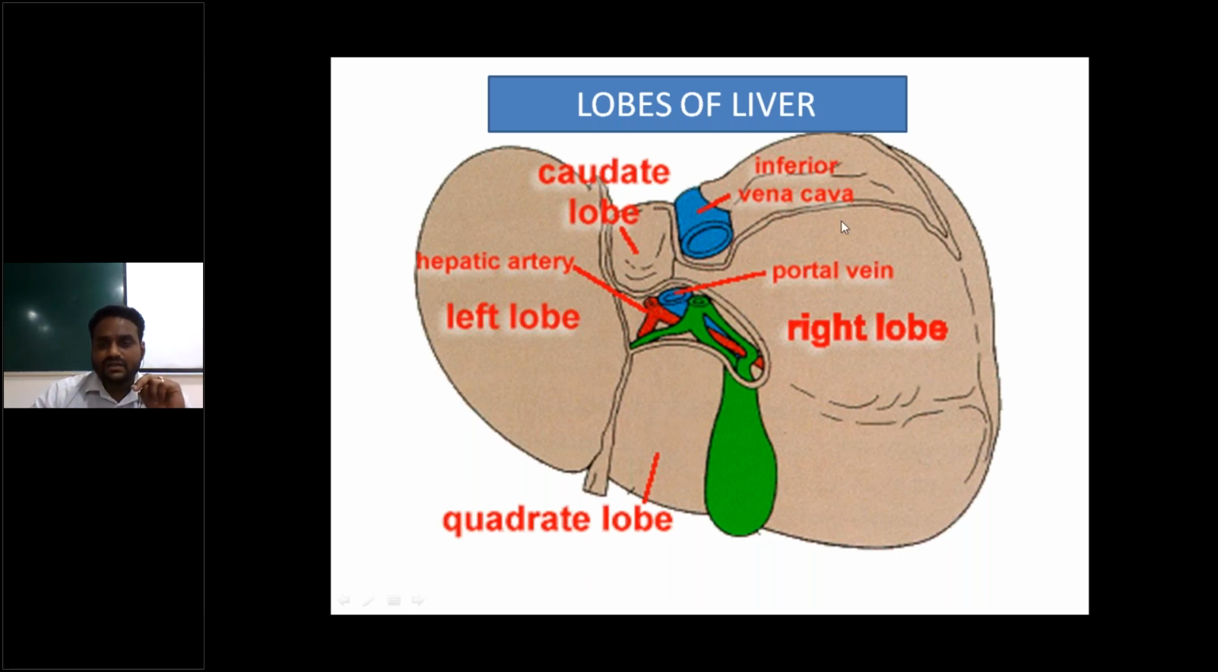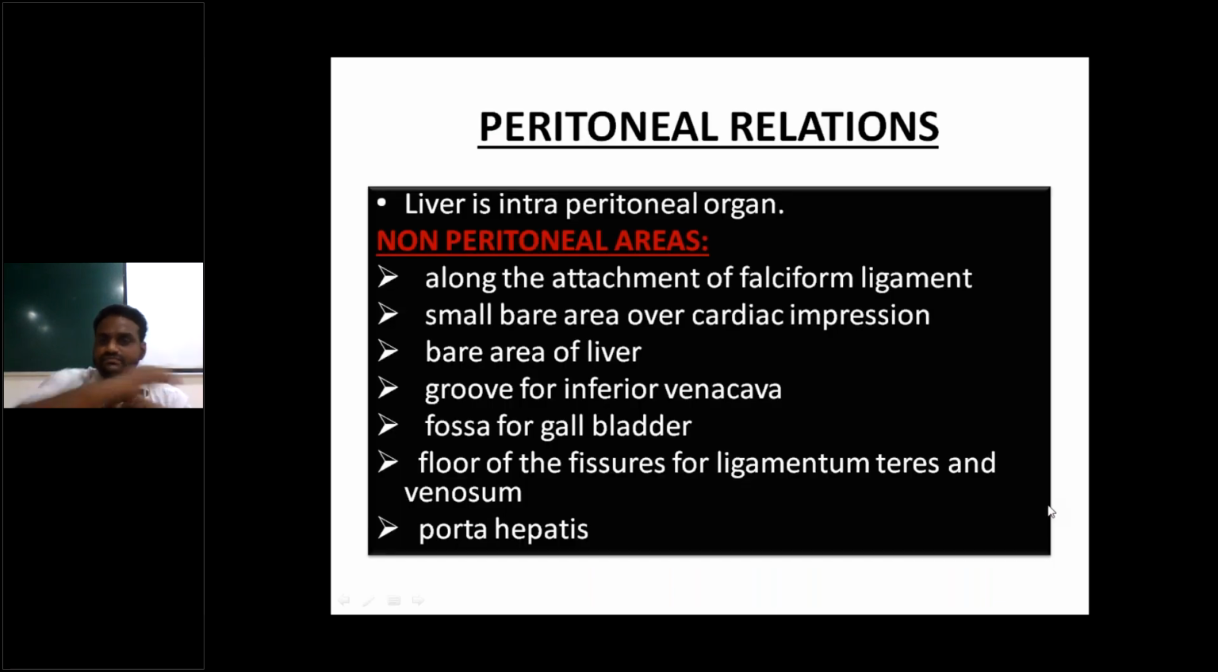Left lobe, right lobe, caudate lobe, and quadrate lobe. So these are the lobes of the liver. Now we come to the peritoneal relations of the liver.